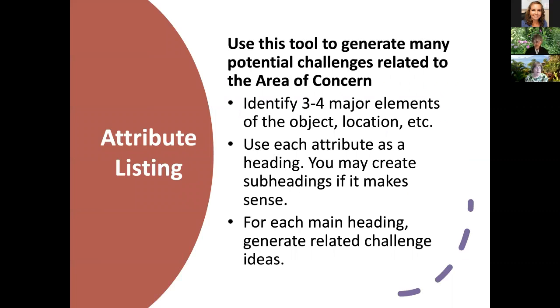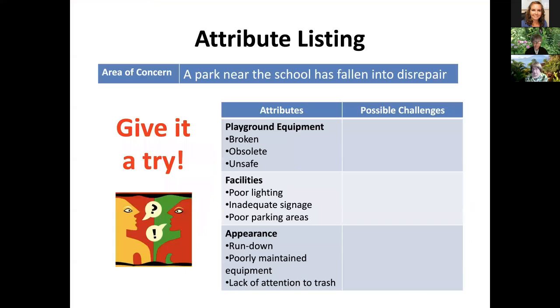So attribute listing is one of the tools that you can use to generate many potential challenges. You identify 3 to 4 major elements of the object or the location, and you can use each attribute as a heading, and you can create subheadings if it makes sense. And for each main heading, you're going to think about challenges that relate to it.